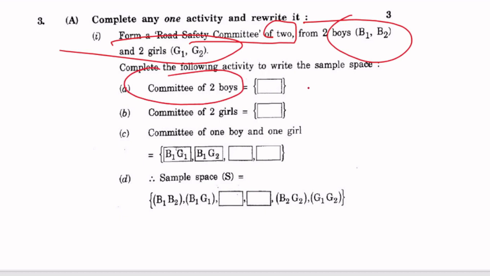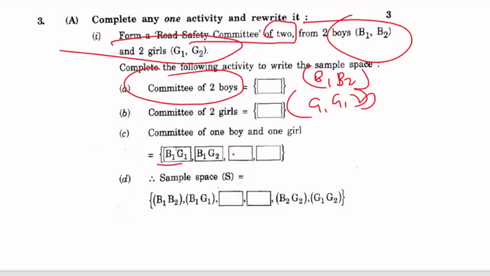Committee of two boys. So two boys, B1, B2. Do we have any other option? No. That's the reason this way. Committee of two girls. Simply again, we don't have any options. G1, G2. Now committee of one boy and one girl. So you have to take a combination of one boy, one girl. So first combination is already given, B1 with G1, B1 with G2.